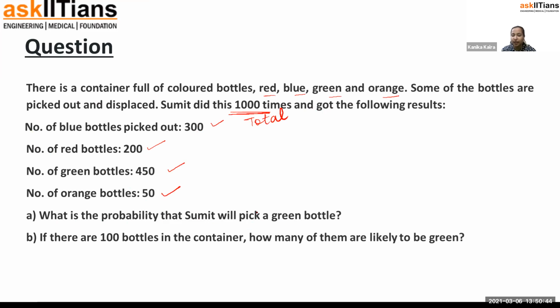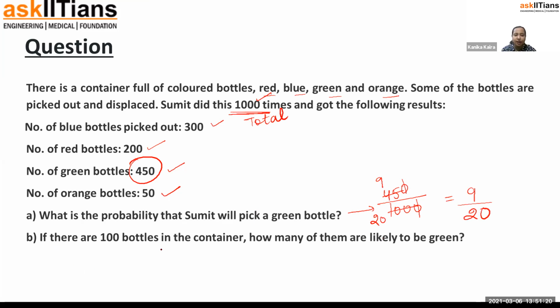As we discussed in the definition, it is favorable outcomes by total number of outcomes. So favorable outcomes for green bottle is 450. So this would be 450 over total, that's 1000. You can cancel out zeros, 45 and 100 gets cancelled by 5, you get 9 and you get 20. So probability comes out to be 9 over 20, which is less than 1 again.